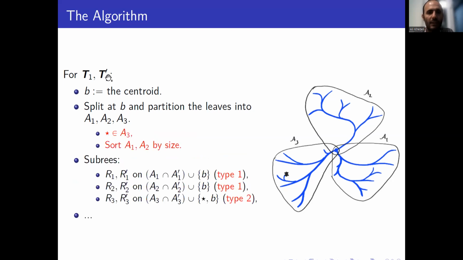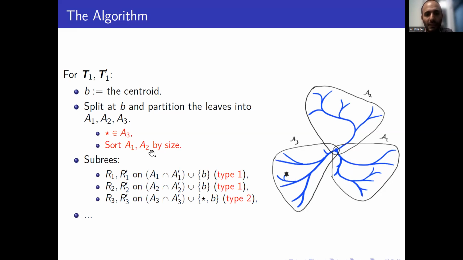Now, another algorithm for trees of type 1. Again, we split at the centroid. We obtain 3 branches. We number the 3 branches in a way that the third one contains the special leaf. So we require that this leaf star is in A3. And for the other 2 branches, we can number them arbitrarily. So we sort them by size. If they have equal size, we choose the numbering randomly.